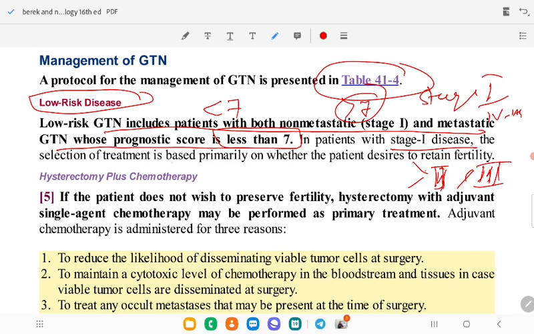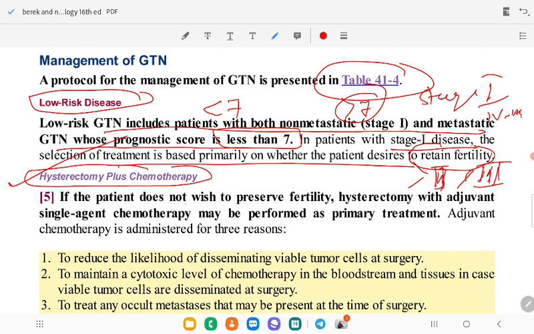Patients with stage 1 disease are treated primarily, and then treatment is based on the desire to preserve fertility. If they wish to preserve fertility, then you will give chemotherapy. If they do not, hysterectomy plus chemotherapy. If the patient does not wish to preserve fertility, hysterectomy with adjuvant single agent chemotherapy is performed as the primary treatment. What is the best adjuvant therapy?